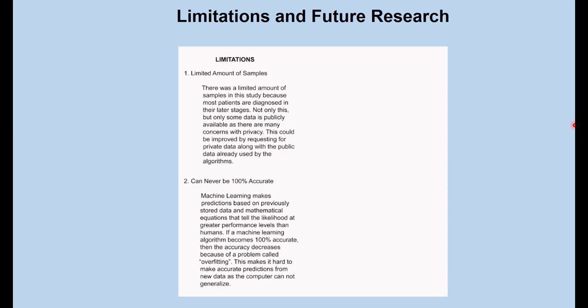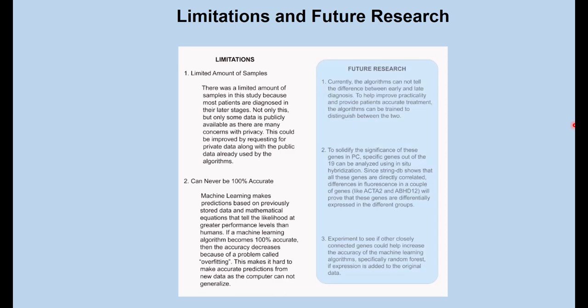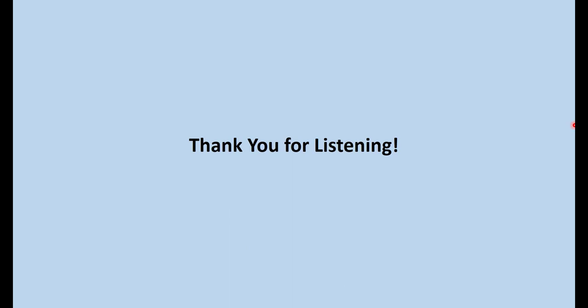However, this project had some limitations, including the small sample size and inaccuracies in machine learning. To improve this project, future modifications like instructing the algorithms to tell the difference between early and late stage samples and solidifying the expression of the genes through in situ hybridization could be done. In the end, the PanCan user interface and bioinformatics provide a mechanism to diagnose pancreatic cancer in its early stages accurately and affordably.